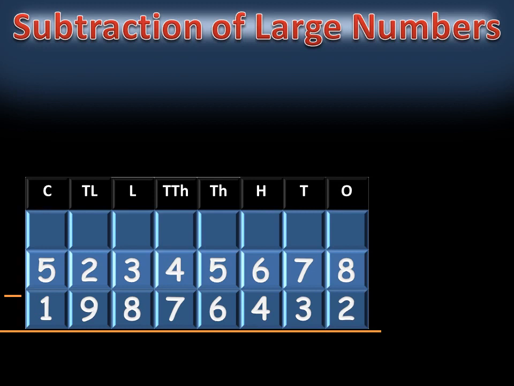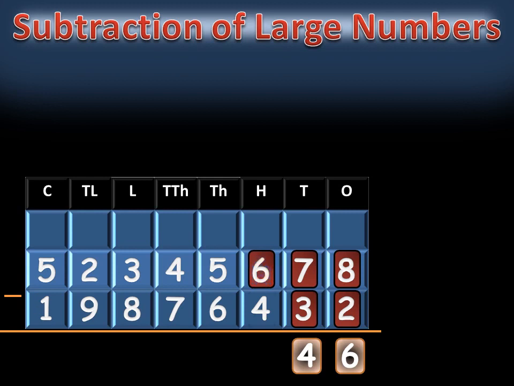Step 1. Subtract the digit of the ones place. Here we subtract the bottom number from the top. 8 minus 2 is equal to 6. So 6 we will write in the ones place. Step 2. Subtract the digit of the tens place. 7 minus 3 is equal to 4. So 4 we will write in the tens place. Step 3. Subtract the digit of the hundreds place. 6 minus 4 is equal to 2. So 2 we will write in the hundreds place.